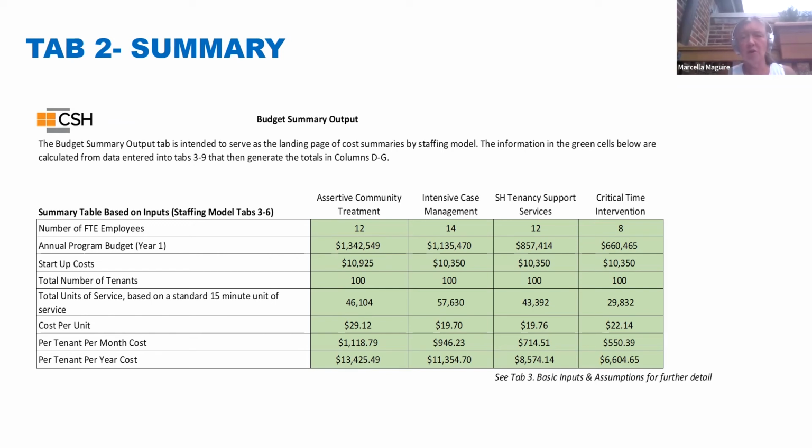That's something that when you go into conversations with the state and you're trying to advocate for a rate increase, et cetera, you need all that background and information. So this gives that to you. And then it tells you, what does it cost? What does it cost to serve a person for a month? What does it cost to serve a person for a year? This is the budget summary output.